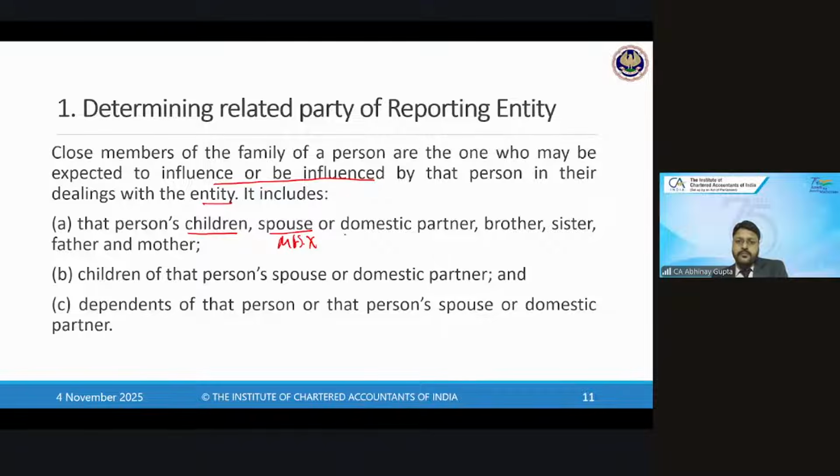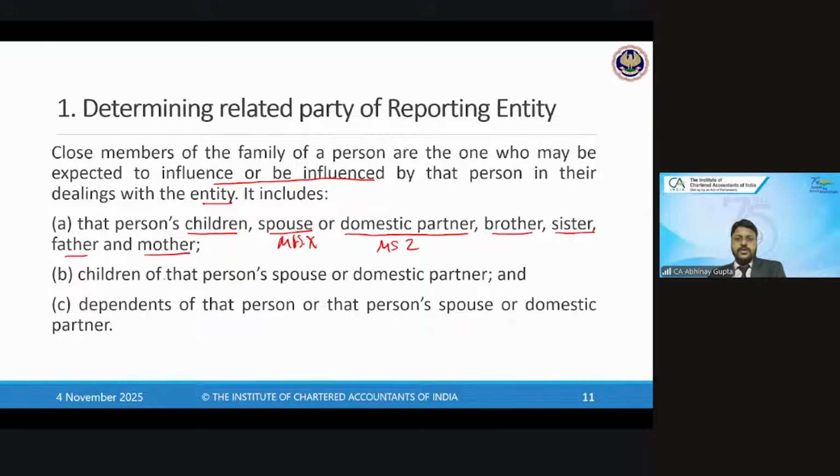Or apart from the wife, if there is any other domestic partner Mr. X has, for example Ms. Z, that is also covered. Then the brother of Mr. X, the sister of Mr. X, the father of Mr. X, and the mother of Mr. X.